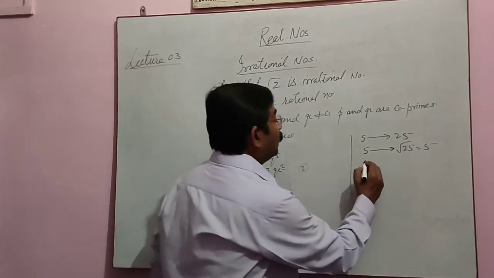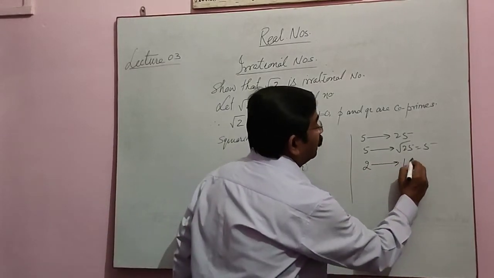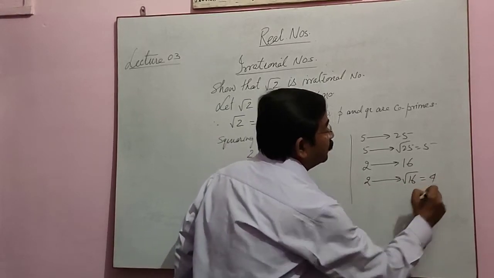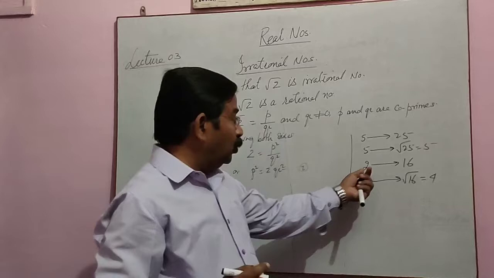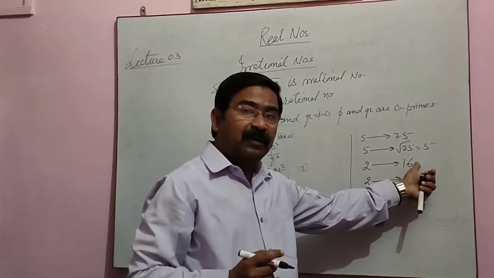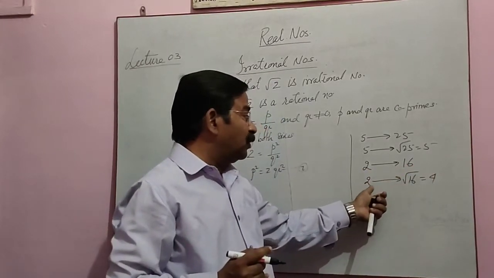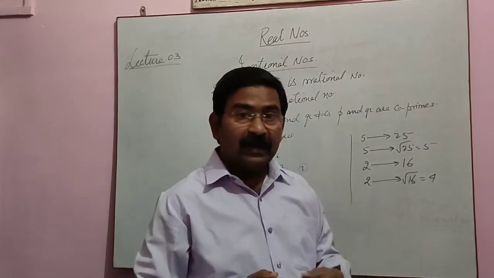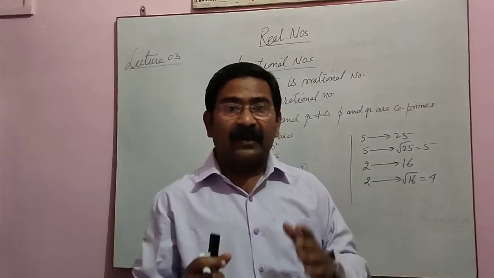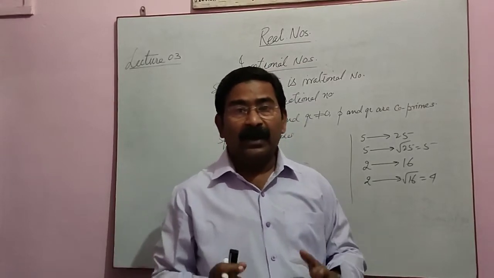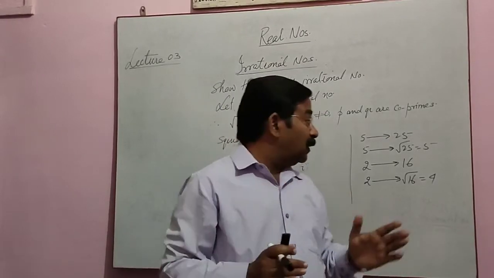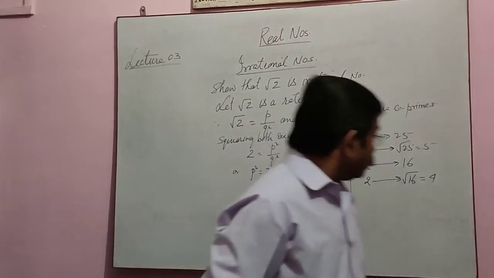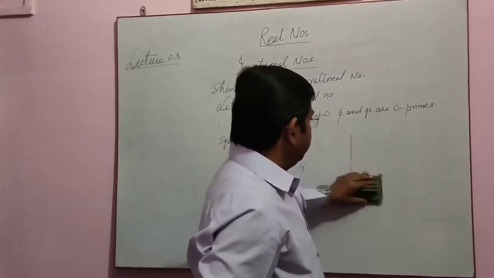Or suppose I am writing 2 is a factor of 16, then 2 is also a factor of root 16, that is 4. What I told: 2 is a factor of this perfect square number 16, then 2 is also a factor of root 16, that is 4. So you have to remember this. If a number is a factor of any perfect square number, the same number is a factor of its square root. This was the example.